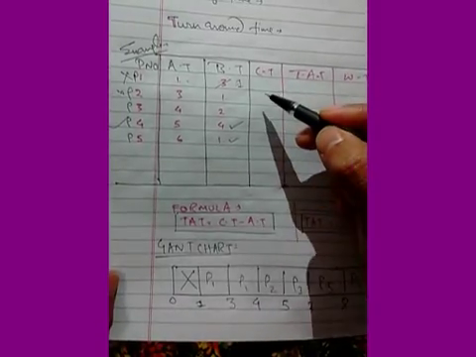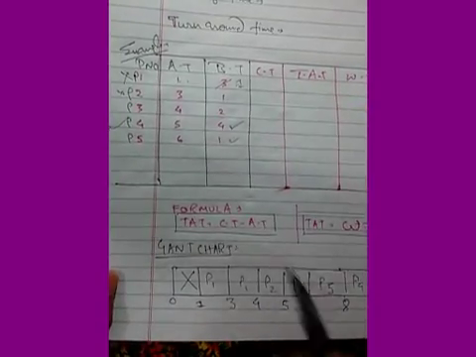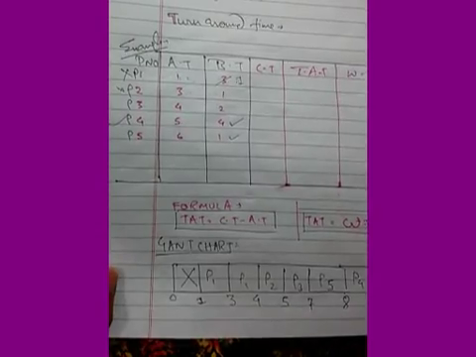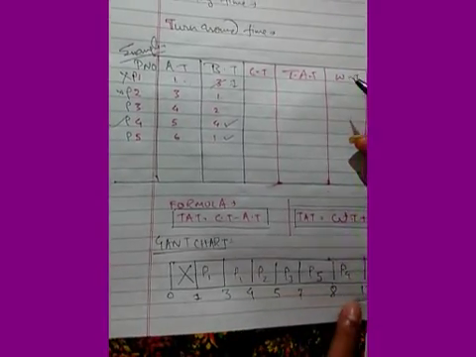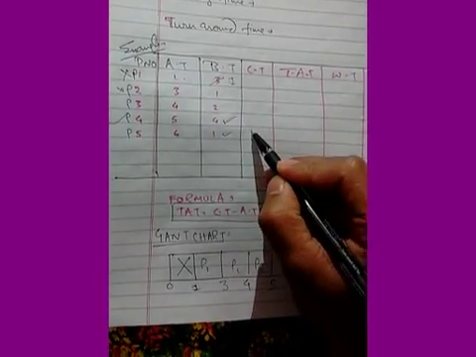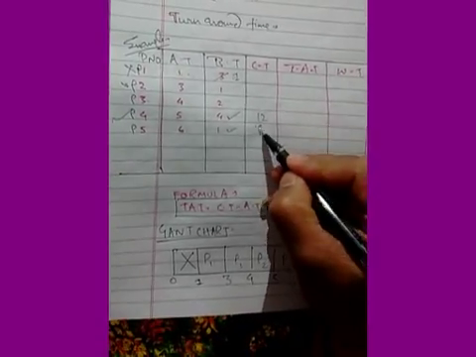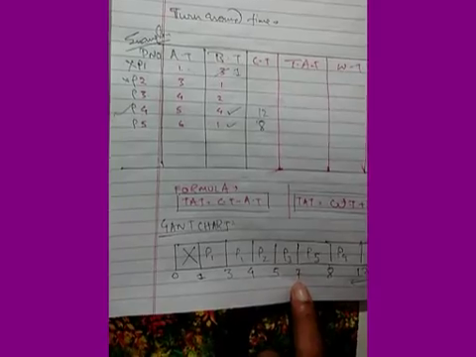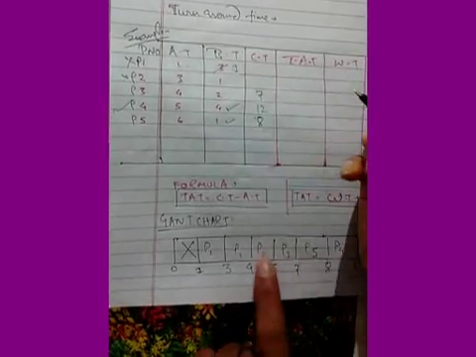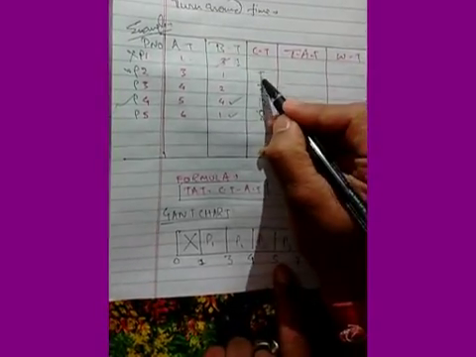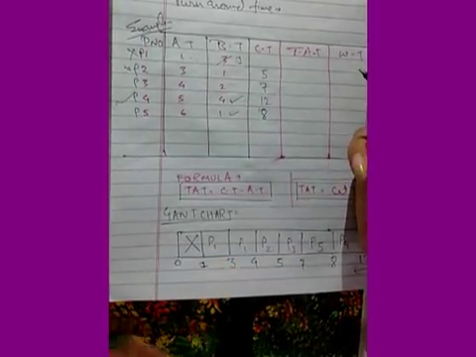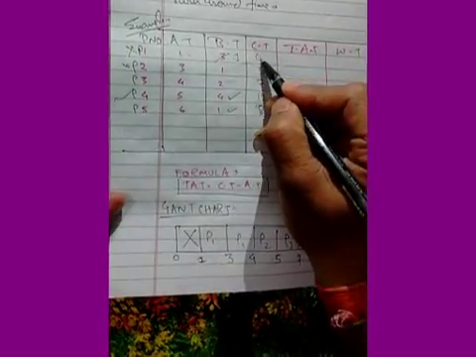Now we'll write the completion time, and for completion time we'll check from the left. Where does P4 get completed? It gets completed at 12. P5 gets completed at 8, P3 gets completed at 7, P2 gets completed at 5, and P1 gets completed at 4.